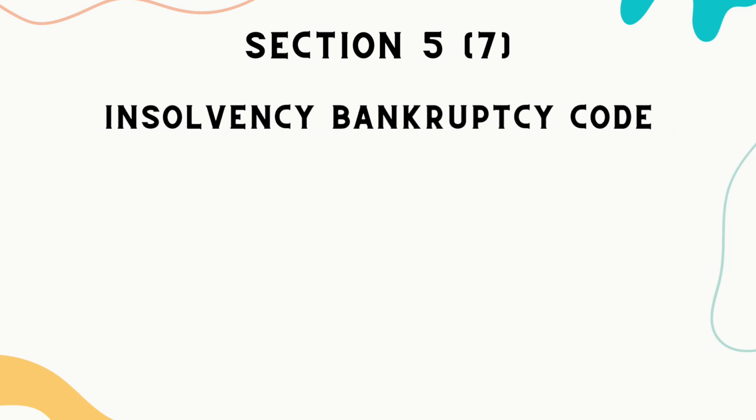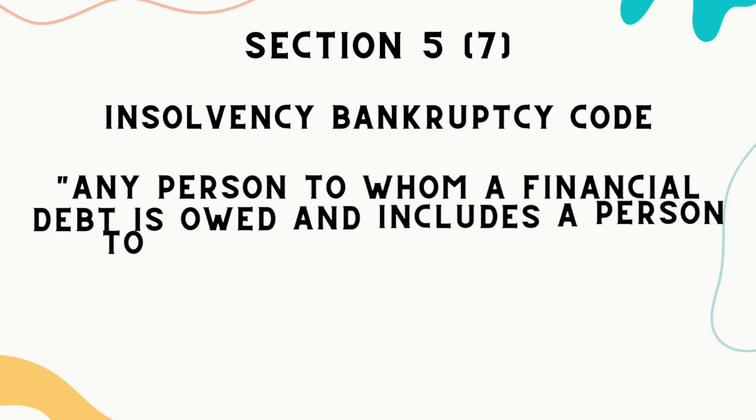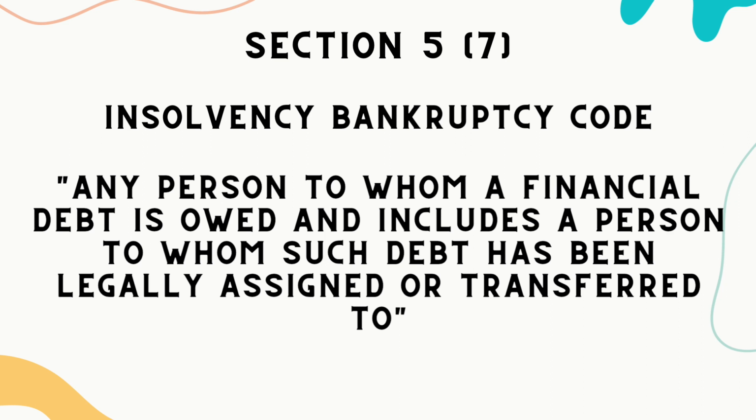As per Section 5, Subsection 7 of the Insolvency and Bankruptcy Code, a financial creditor is a person to whom a financial debt is owed and includes a person to whom such debt has been legally assigned or transferred.